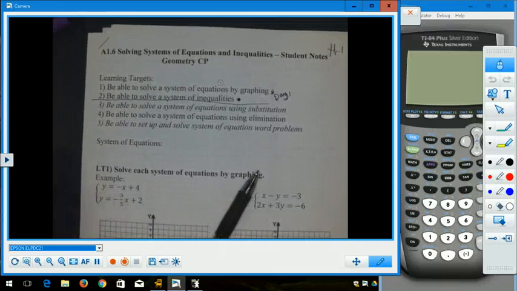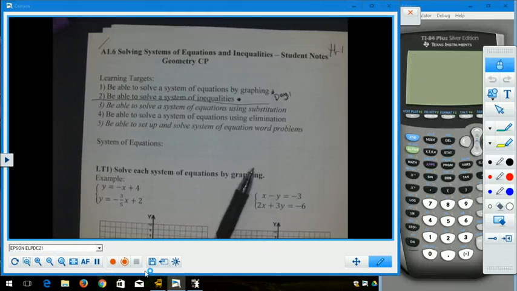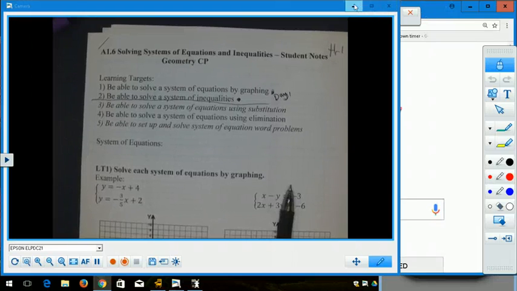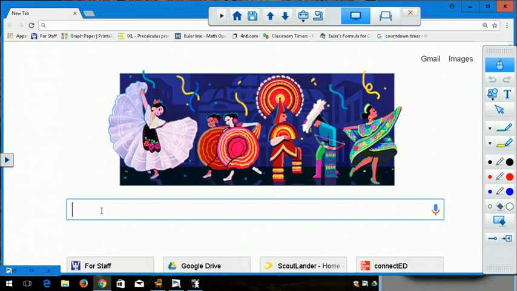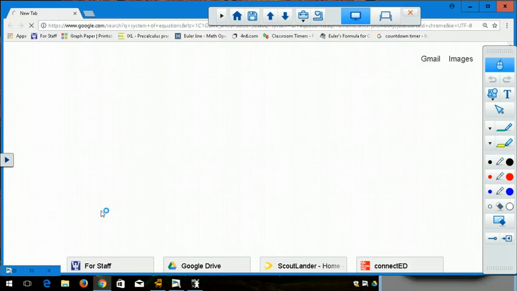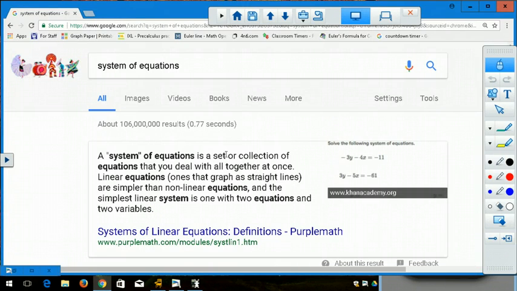Systems of equations. Let's look up a formal definition, but basically it's two or more equations. A system of equations is a set or collection of equations that you deal with all together at once. Linear equations, ones that graph straight lines, are simpler than nonlinear equations, which we'll be learning some in this class. You'll learn more of them in Algebra 2 and in pre-calc. And the simplest linear system is one with two equations and two variables.